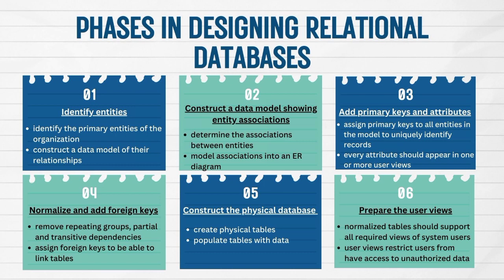Sometimes this can be accomplished using a simple sequential code such as an invoice number, check number, or purchase order number. In adding attributes, every attribute in an entity should appear directly or indirectly in one or more user views. In other words, if stored data are not used in a document, report, or a calculation that is reported in some way, then it serves no purpose and should not be part of the database.